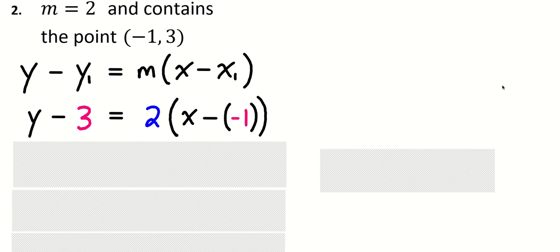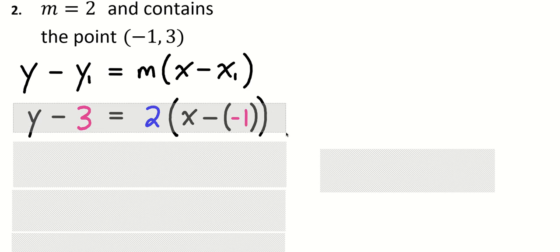Now, this is a key spot in the problem, because it is possible just to stop right now. I know I have all these other boxes, so it seems like there are more steps, but there doesn't need to be. Once you have these numbers substituted in, technically you have an equation. If all the directions wanted was to write an equation that satisfies these details, you could be done. But oftentimes the problem wants your final answer in slope-intercept form.